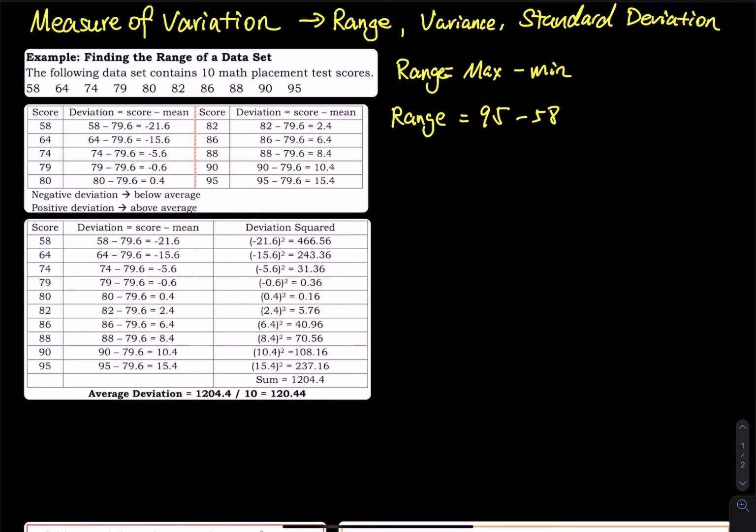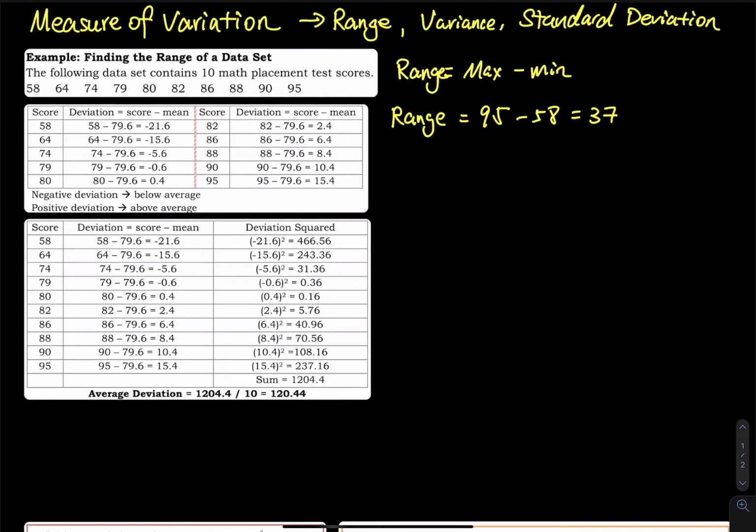So what does the range represent? Think about it. The range represents the distance between the lowest score and the highest score. Since 95 minus 58 is equal to 37, there is a lower score person and a higher score person, and the distance between them is 37. If the highest is 100 and the lowest is 90, the difference between the maximum and the minimum is 10. So if the range is large, we know that the data may be very spread out.